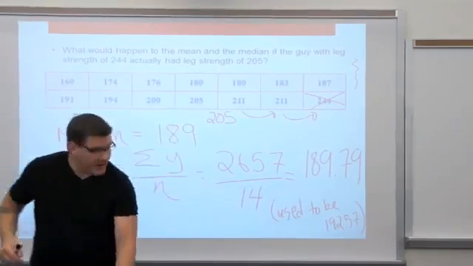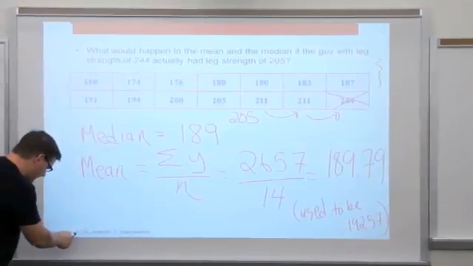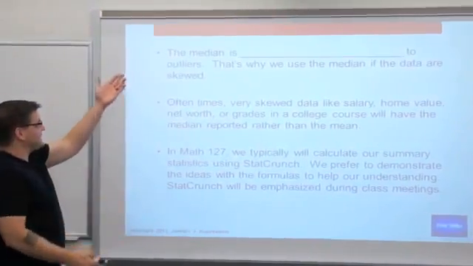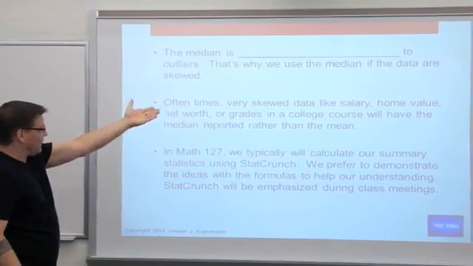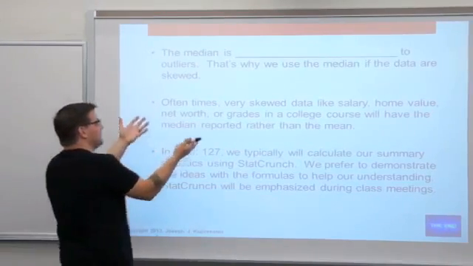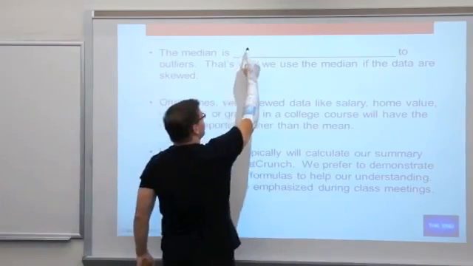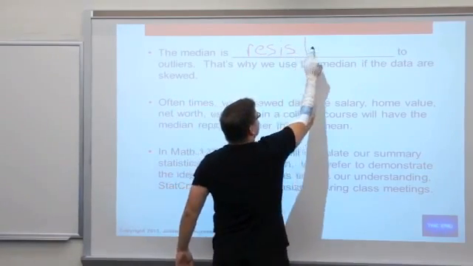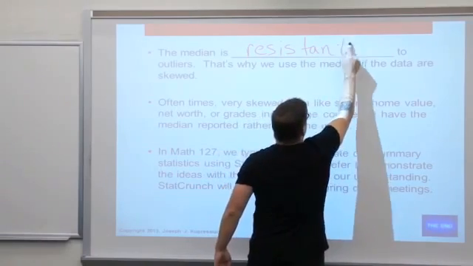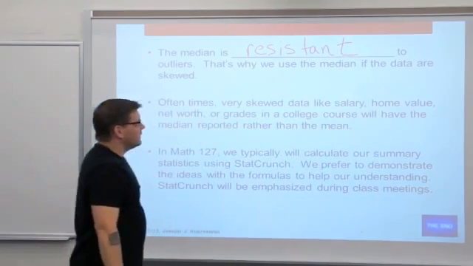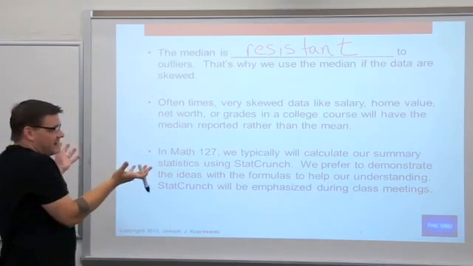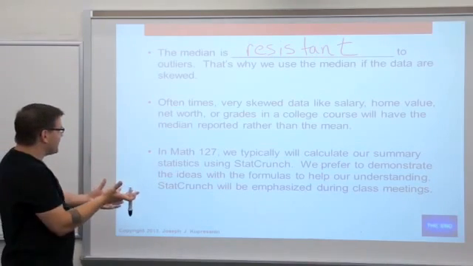Okay. To wrap up, I think we've got one slide left here. And to summarize, why do we use the median if the data are skewed? The answer is the median is resistant to outliers. A couple high outliers, a couple low outliers, the median won't change. The median is that middle position, right?